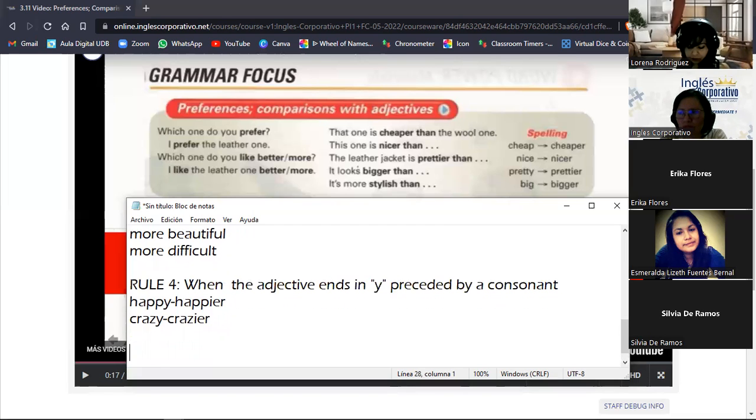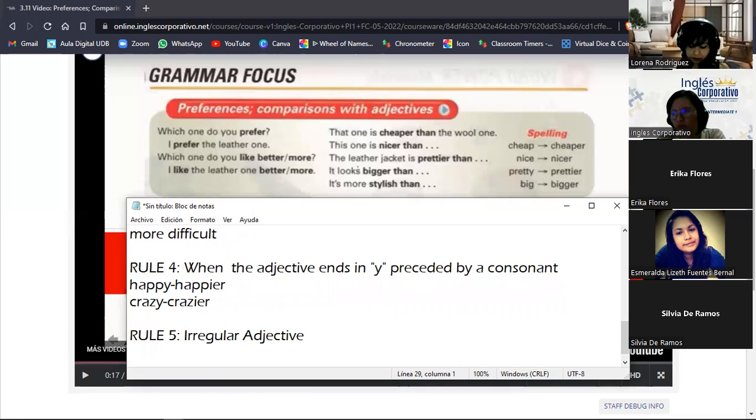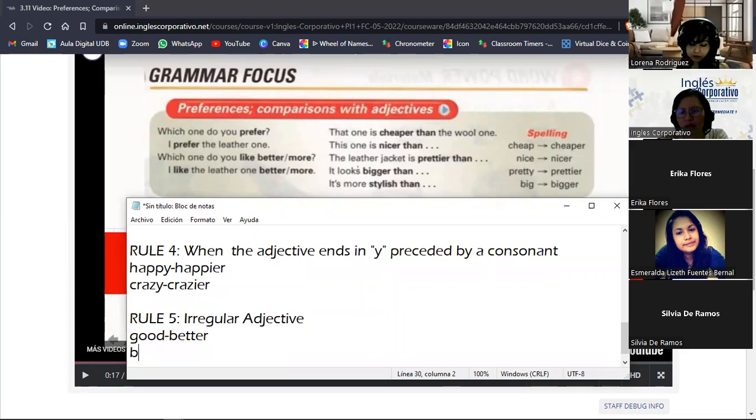Y pues en la última parte, ¿verdad? Tenemos no tanto una regla, pero para llevar el orden, los que son irregular adjectives. ¿Cuáles son los irregular adjectives, teacher? Aquellos que no siguen una regla específica, sino que difiere el adjetivo con el adjetivo comparativo. Por ejemplo, good, better, right? Bad, worse.